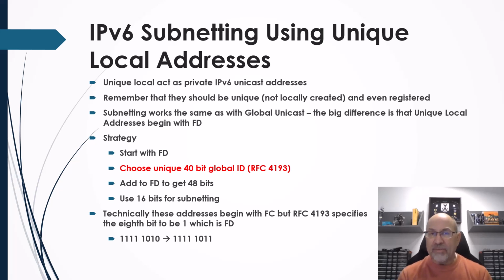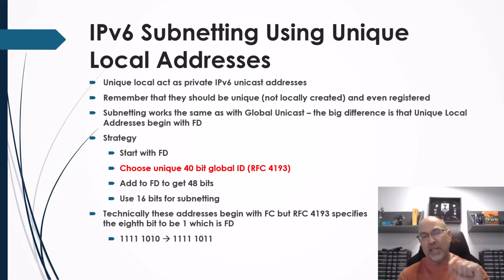When you add FD to it, that's another 8 bits, so you get 48 bits, which is our standard size for an IPv6 initial prefix length. We get the same 16 bits for subnetting that we just saw used in global unicast addressing. Now the chapter points out that technically in the RFCs there's a definition beginning with Foxtrot Charlie, or FC, but RFC 4193 specifies that the 8th bit should be a 1.